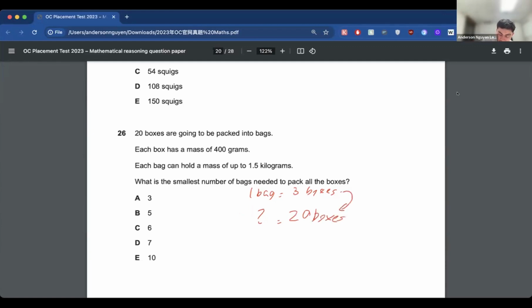So if I decide to times by 6, it's not enough. It's only 18. Times by 7, it's 21, which is too much. So it's timesing by 6 and a fraction. Now, why do I not bother finding out the fraction? Well, I know that if I have an extra fraction, that's not enough. I need a whole new bag. So it's going to be 6 plus an extra 1 to cover up the fraction, giving you 7. And so that's why the answer is D.